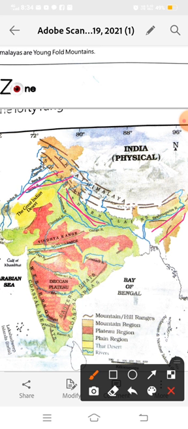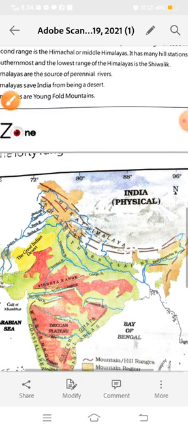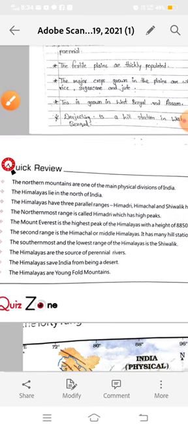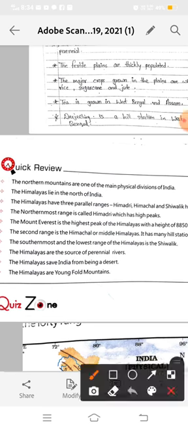So how is our Northern Plain? The Northern Plains are very fertile. Okay, you are clear about the location of the Northern Plains and the basins and rivers which are flowing here. Now we will read the quick review, and after that we will also read the keynotes which are given in your revision sheet. So let's start.